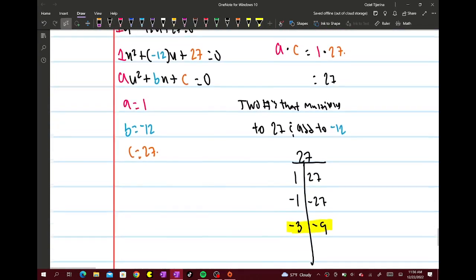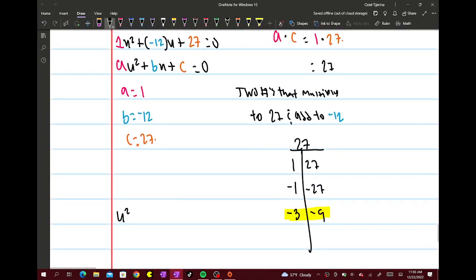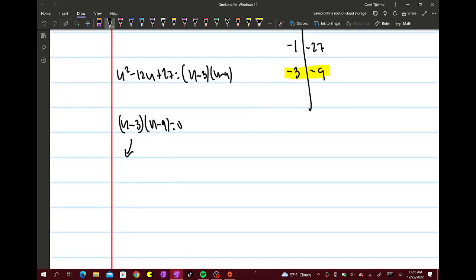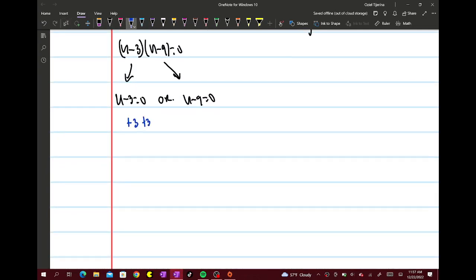Now, because A is equal to 1, we can simply write u squared minus 12u plus 27 as the quantity u minus 3 times u minus 9. Now we're going to set both of these equal to 0. Using the zero product property, this means that u minus 3 equals 0, or u minus 9 equals 0, right? So we add 3 to both sides, and u is equal to 3, and we add 9 to both sides over here, and we get u is equal to 9. Now, these are not our final answers.